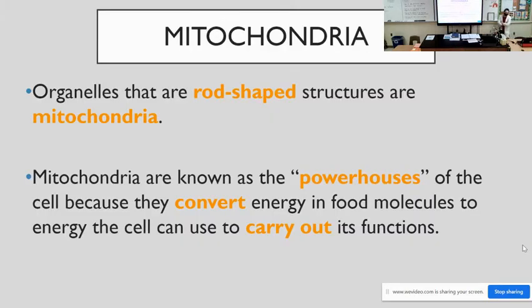Alright, then our mitochondria. This is probably one that most people remember or hear about. But they are considered rod-shaped structures. And mitochondria are known as the powerhouses of the cell because this is where the cells convert their energy from food into energy that the cell can then use to carry out functions. So just like when we take in food and we eat it and our body breaks it down into energy and fat and things that we can use to function and do things, the mitochondria does that for the individual cell.